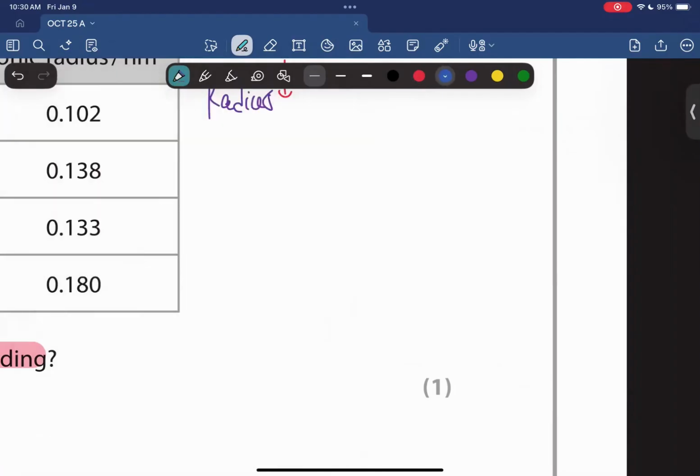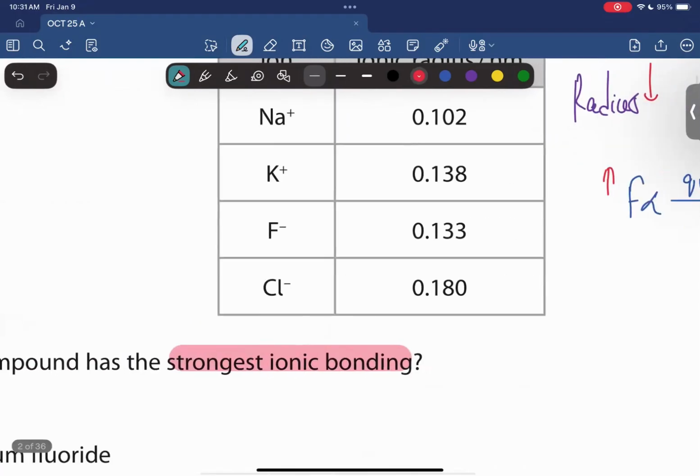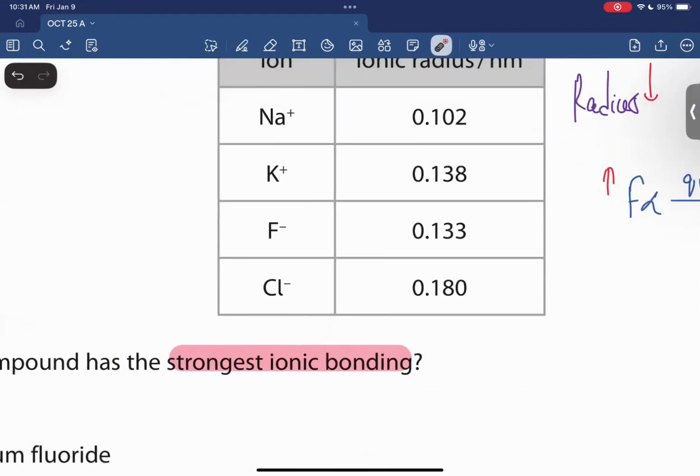as per Coulomb's law, the force is proportional to q1 times q2 over r squared, right? As the radius decreases, the force of attraction increases, right? And hence, the one that has the smallest radius for both the cation and the anion would have the strongest ionic bonding among themselves.